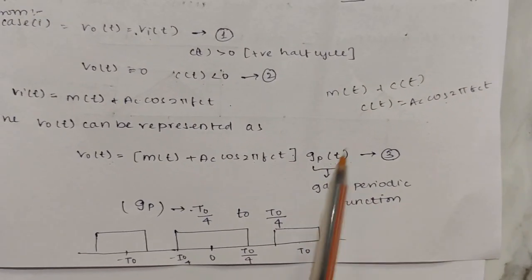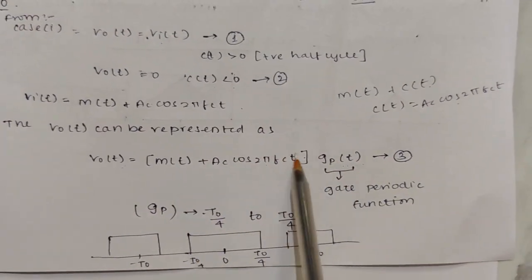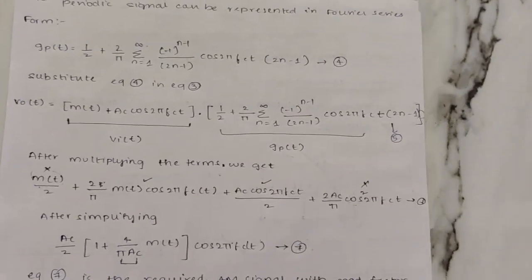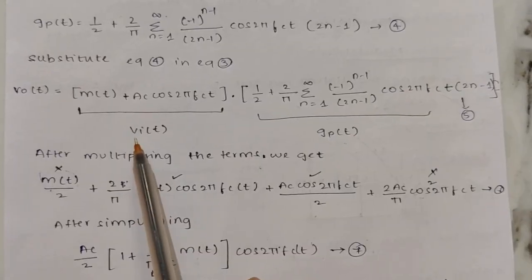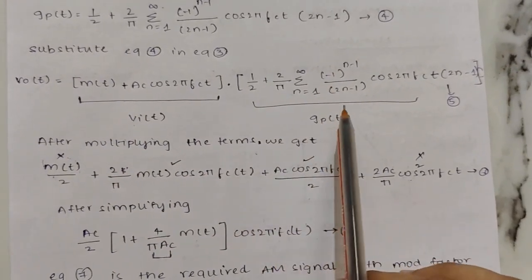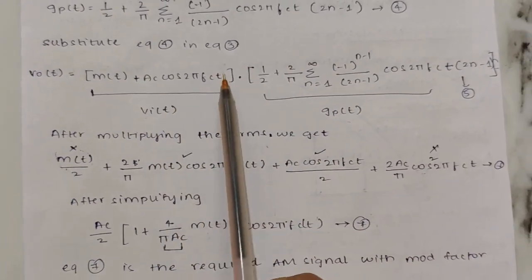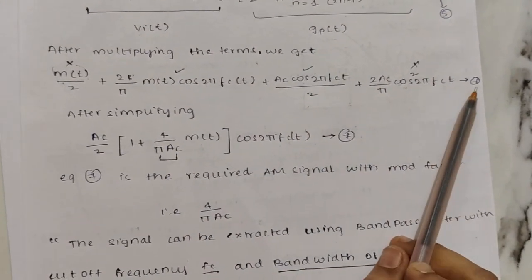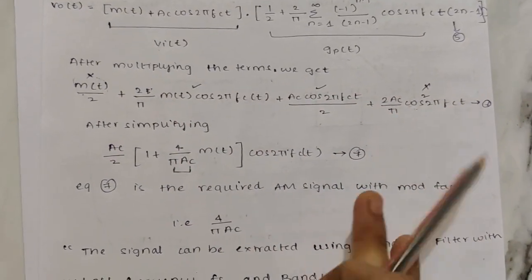We have found the gate periodic function in Fourier series form. So we're going to substitute the gate periodic function and multiply that function with this. So after substituting, this would be my equation. So this is my Vi of t. Vi of t is nothing but message signal plus carrier signal with the Gp of t, that is the gate periodic function. And now I'm going to multiply each of the terms with the gate periodic function to achieve the equation number 6. After multiplying each of the terms, I would be getting the equation number 6.